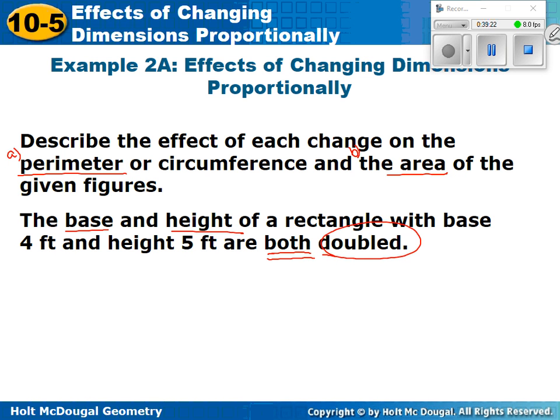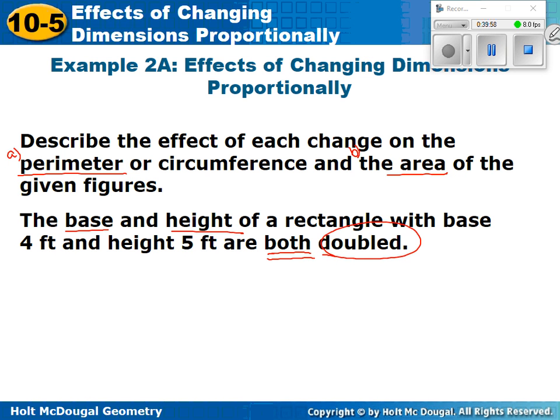So let's start with the shortcut. What's the formula? We'll do area first, since we've been talking about area. What shape do we have here? Rectangle. What's the area formula for a rectangle? Base times height. So first of all, how many dimensions does a rectangle have? 2. It has 2 different dimensions, right? It has a base and a height. So when we change both of them, we're changing all of the dimensions for the rectangle. Would you agree?